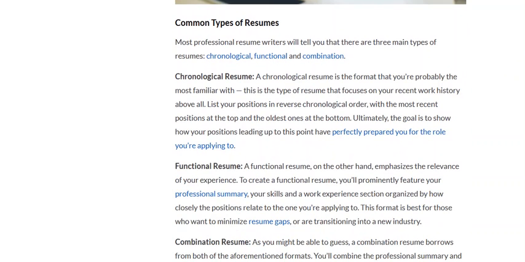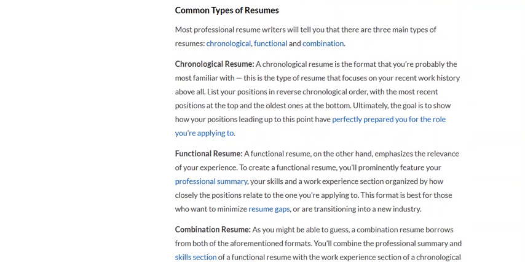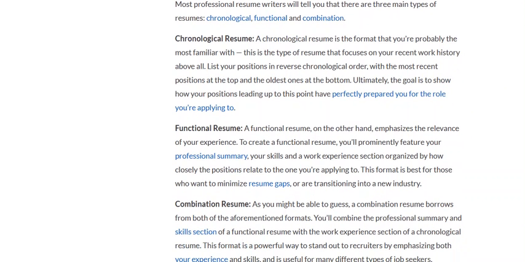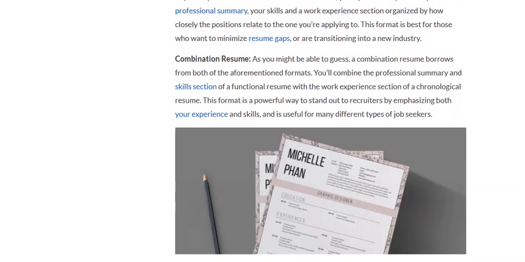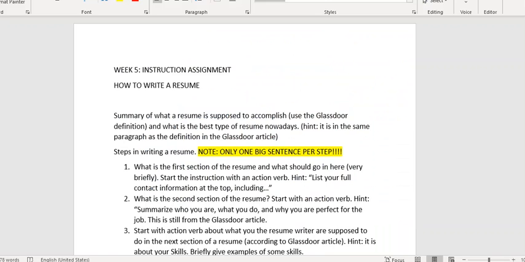What are the most common types? Well, there's the chronological resume, which basically goes in order, like earliest job and so on. The functional, which emphasizes your experience, and then the combination resume. Again, I don't want to go over this because you're supposed to do work as well. And so that takes care of your first paragraph.